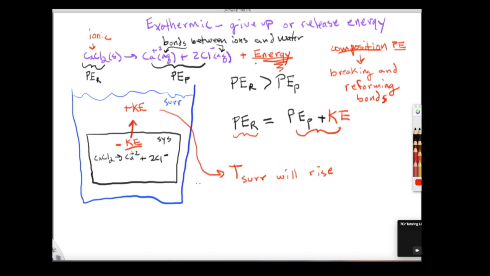All right. If we were to represent a graph of this, and I was to put energy over here on the vertical axis, we would pick an arbitrary place to put the calcium chloride crystal. And the products are going to be represented on a platform that's going to be lower.